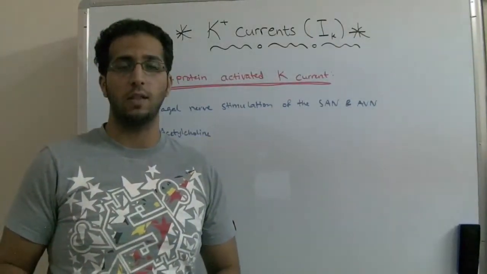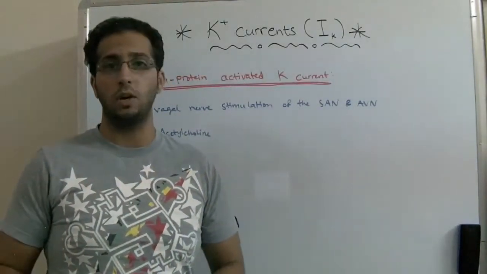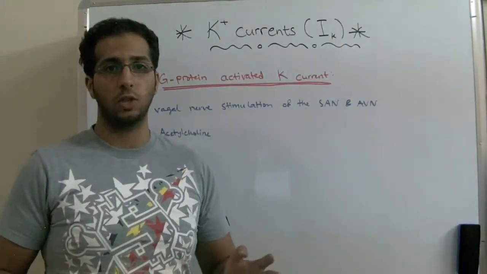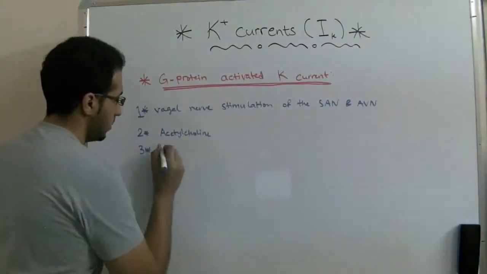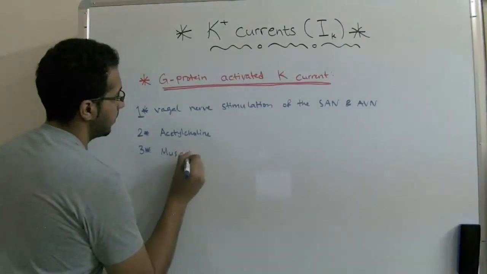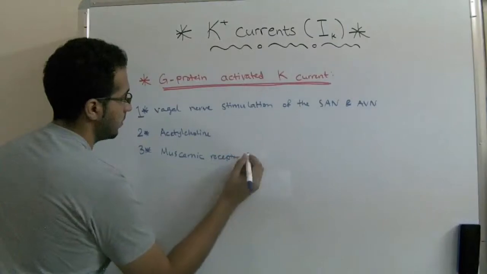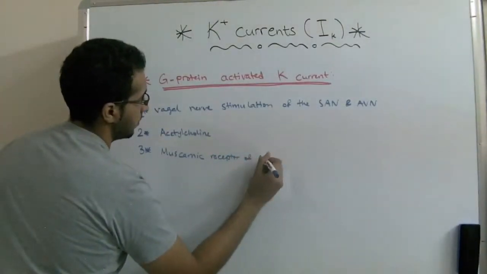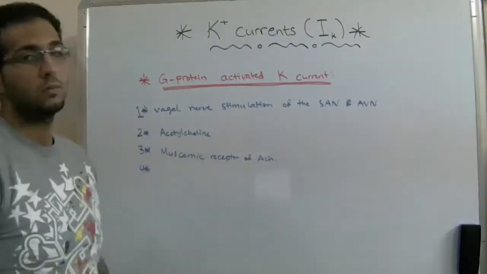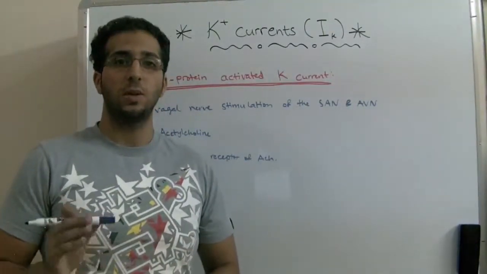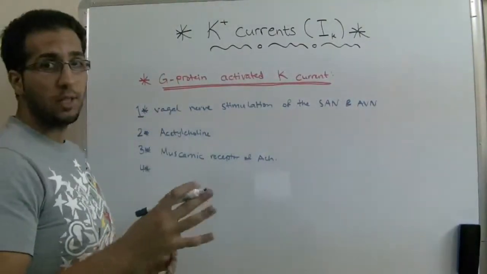Acetylcholine has two receptors, the nicotinic receptor and the muscarinic receptor. Muscarinic for the heart and nicotinic for the neuromuscular junction. So in this case, it's the muscarinic receptor. Then the G protein binds to it, the beta and the gamma subunits.